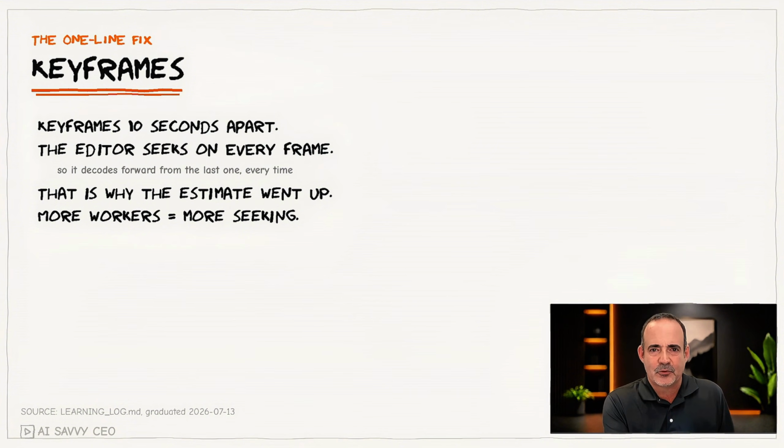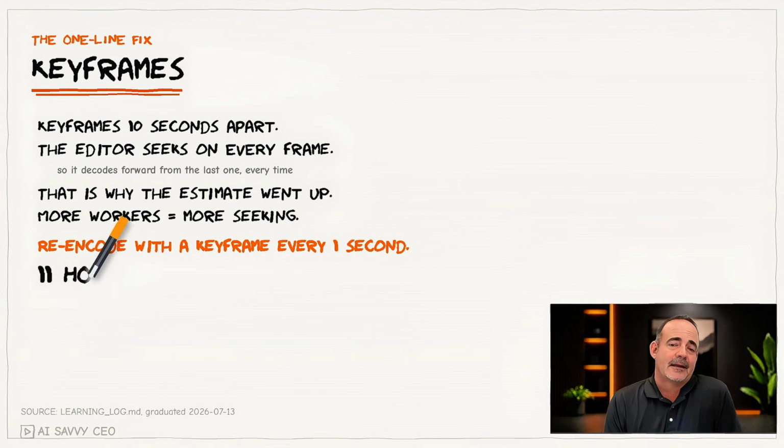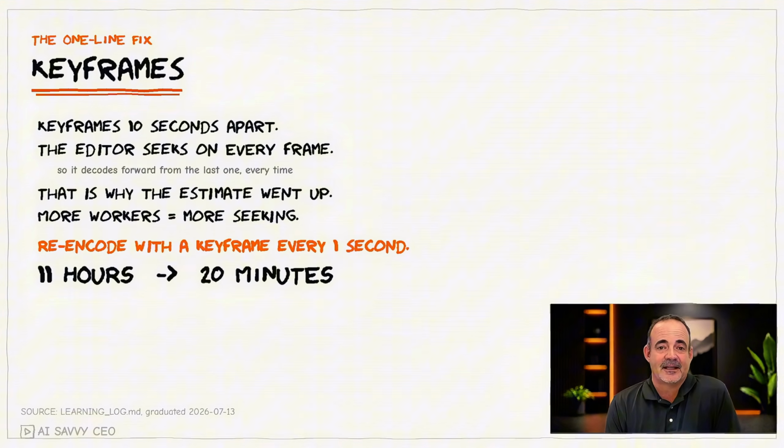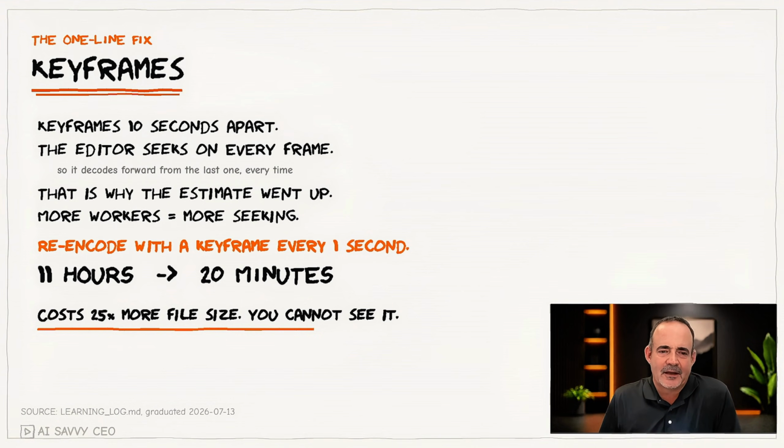The fix is one command. Re-encode the video first with a keyframe every single second, then edit against that copy. That's it. 11 hours becomes about 20 minutes. It costs you maybe 25% more file size and a quality difference you cannot see.